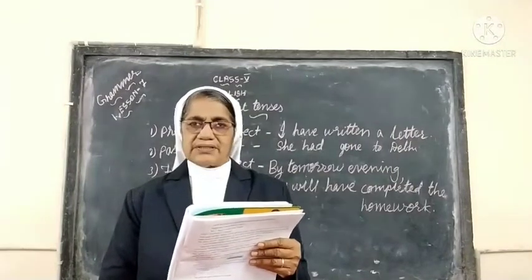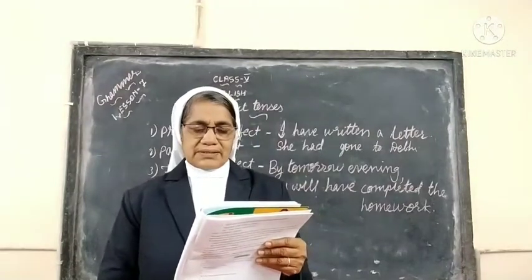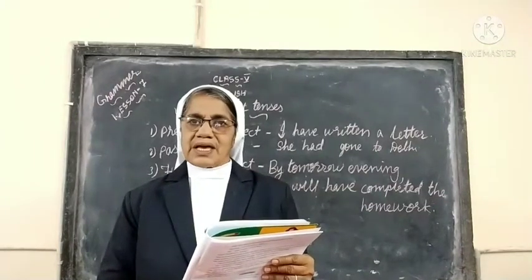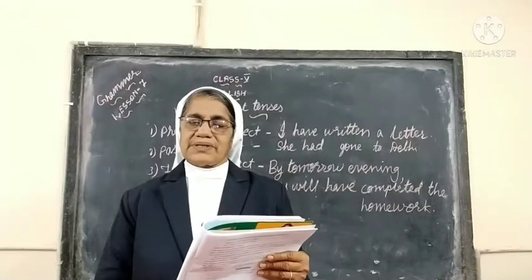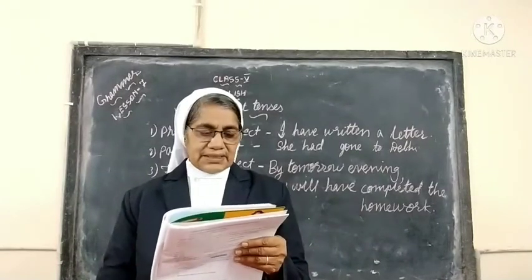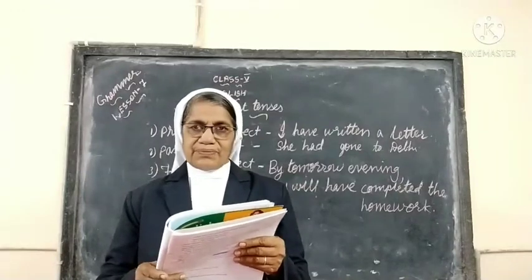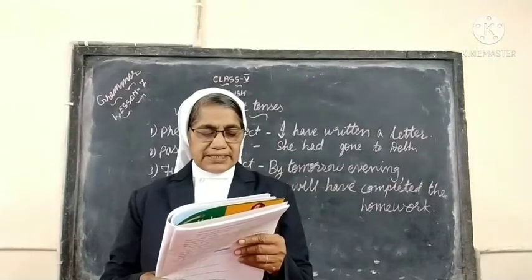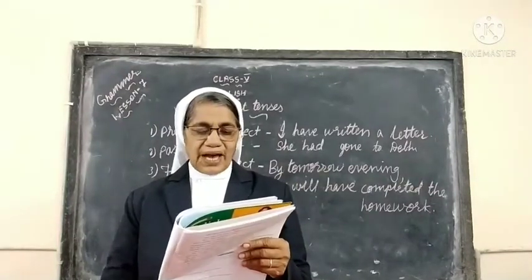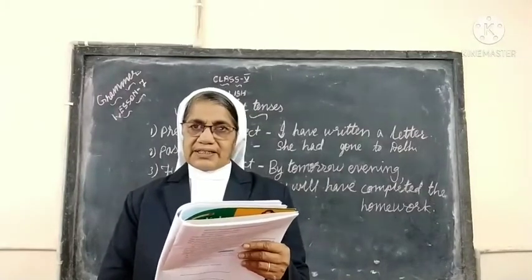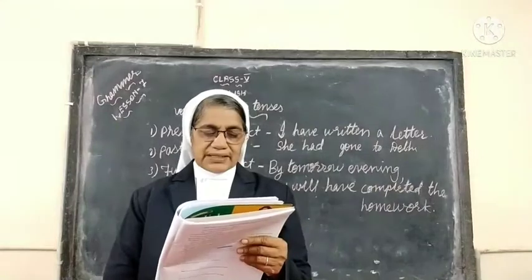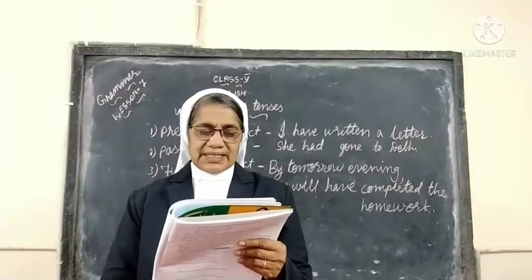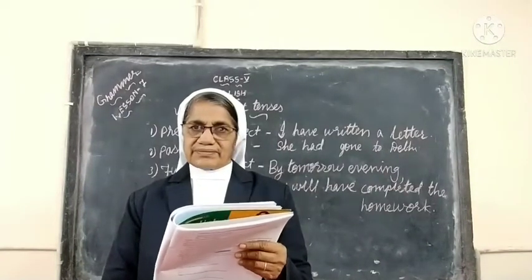Has, have. With the singular subjects, we use has. And with the plural subject, we use have plus past participle. This tense is used for the following purposes. First, to show an action that was over in the recent past. That is, Sumi has gone to her village. The action is just over.